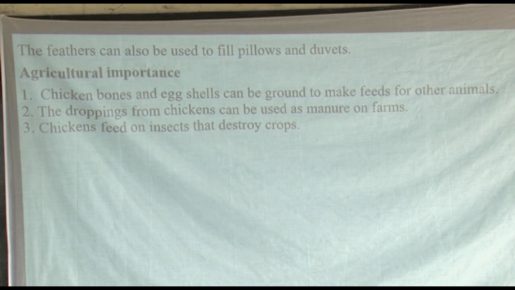We looked at the types of manure. This can be classified as farmyard manure, which is very good in improving soil fertility. We move on, we can say chickens are fed on insects that destroy our crops. So to the farmers, the pests which can destroy our crops, chickens help to eradicate them from the environment as they feed on insects.